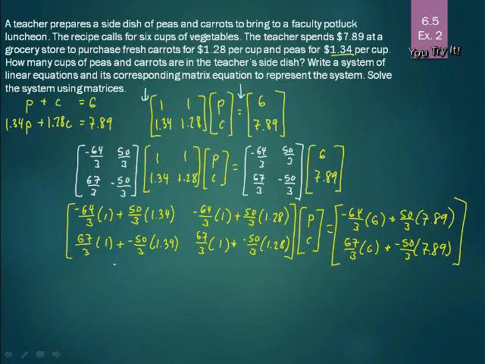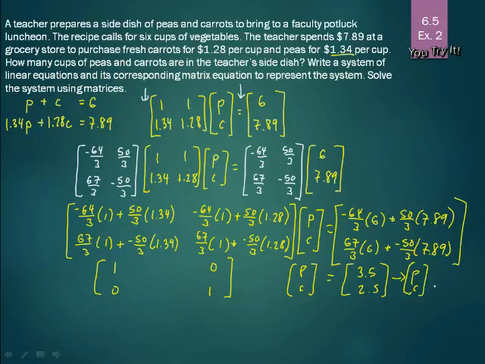And so simplifying this, we do get 1, 0, 0, 1, which is what we want, the identity matrix, and then times PC. And then on this side, we get 3 and 5/10, 2 and 5/10. The identity matrix times PC is just PC. And so the answer is PC equals 3.5, 2.5. What this tells us is that the number of cups of peas is 3.5 cups. The number of cups of carrots is 2.5 cups.